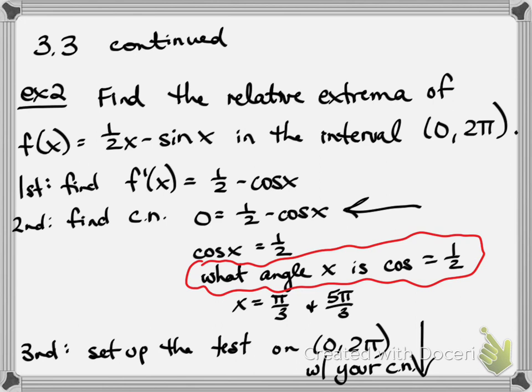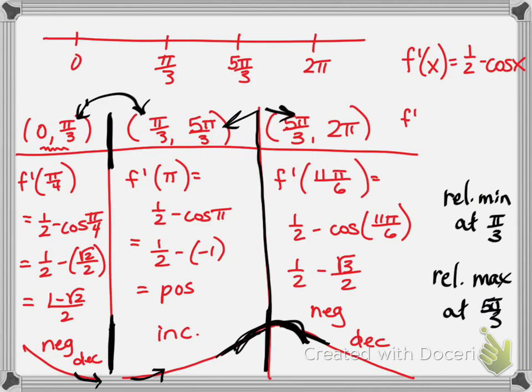So now we're going to set up that big test, that big chart that we did today. But we're not doing it from negative infinity to positive infinity. We're doing it from 0 to 2 pi with our critical numbers. So I've set up my interval here from 0 to 2 pi, and you see that we have three different intervals we're looking at. I've just set them up across the top, and then what we do is we find a good value in between that interval and we plug it into our derivative to test it. It might be helpful with these, since we're not as familiar with radians, to use the unit circle to help you find an angle between 0 and pi over 3.